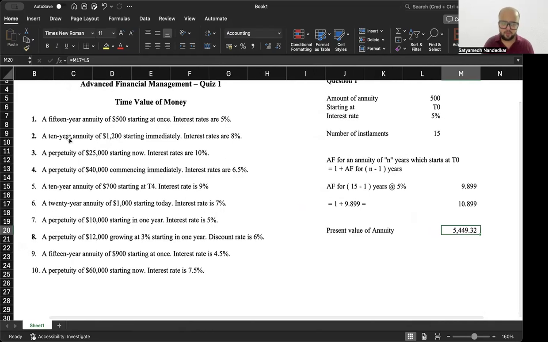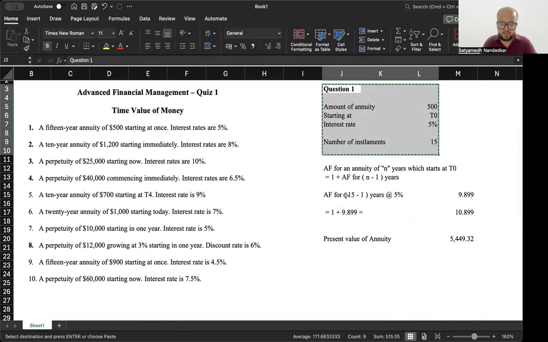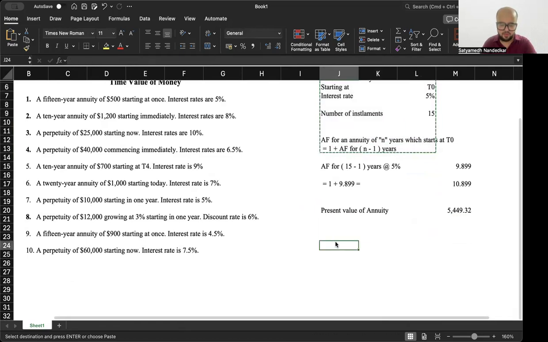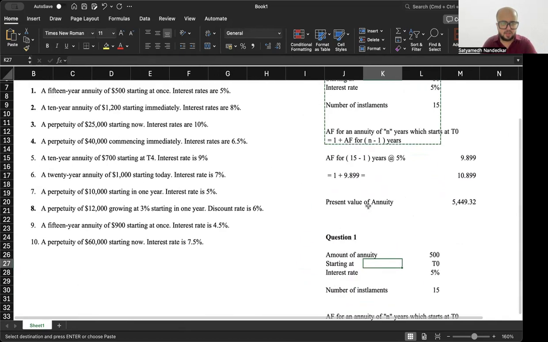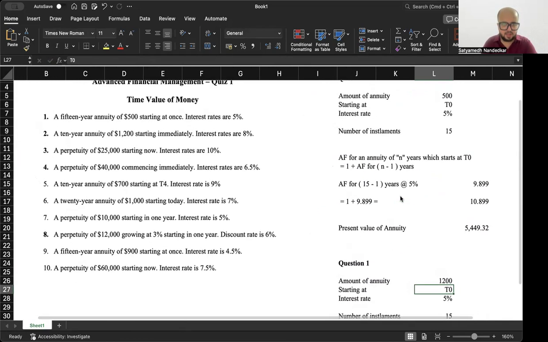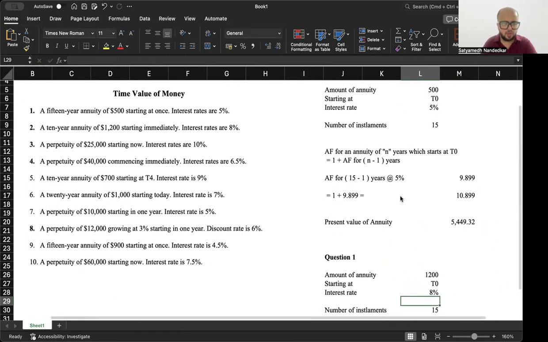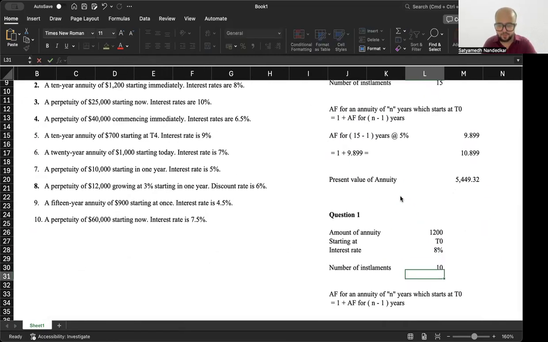Then the second question, a 10-year annuity of 1200 starting immediately. Again, starting immediately means it starts at T0, not late into the future. So I believe it would be quite similar to this one, only the values are different in this number. What is the amount of annuity? It is an annuity of 1200, which starts at T0. Rate of interest is 8%. And how many installments? It's a 10-year annuity.